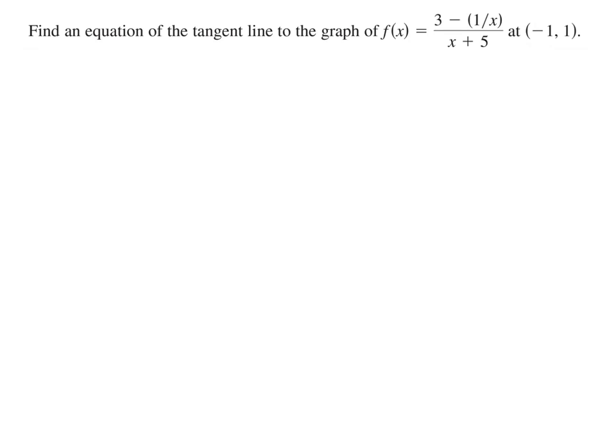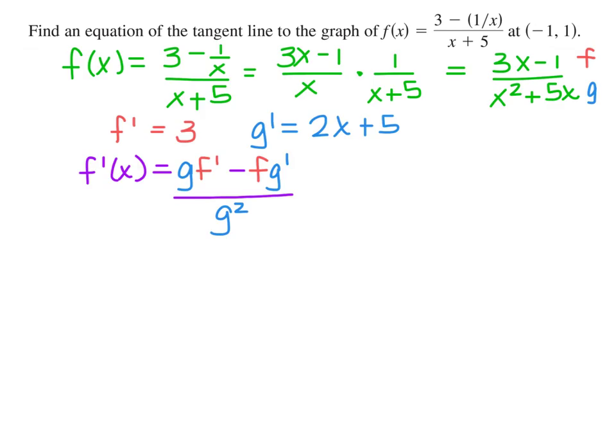And here's a slightly different use of the quotient rule. So let's find an equation of the tangent line to the graph of f of x, so this is a quotient right here, at this point. So first what I'm going to do is rewrite f of x so that I don't have this 1 over x hanging out in the numerator. So I work it out just like this.